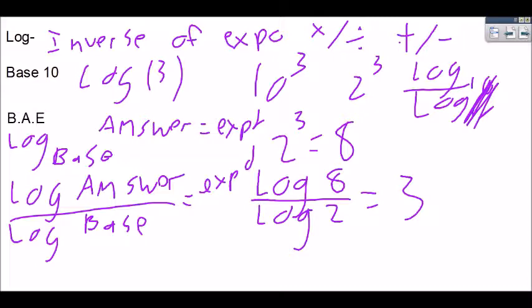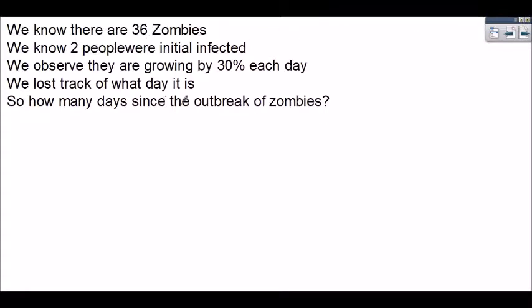So, Mr. Gardner, how does that help with our zombie problem? So we know that there are 36 zombies right now. So that's our final amount. We know that there's 2 to start with. We know we have a growth rate of 100% plus the 30 each day. We just don't know what day it is.